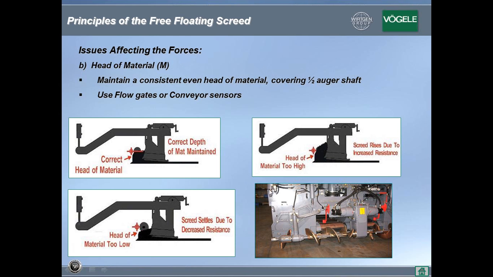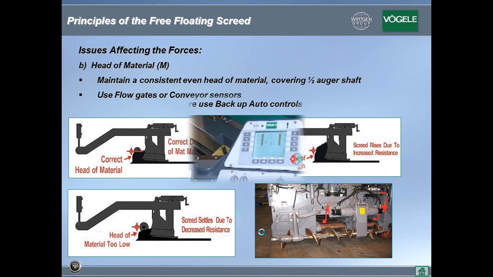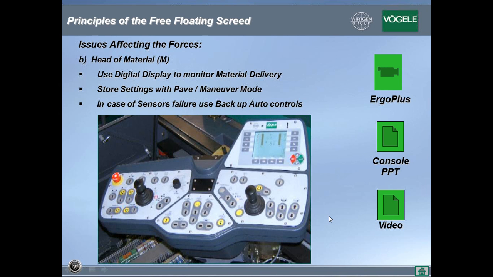The older pavers today have flow gates. The newer pavers today, some have controls of the conveyors, some don't. The conveyor speed is regulated with the auger speed with the help of the auger sonic sensor sitting on the end gate, or a paddle sensor, a mechanical type sensor. So once these sensors are set, you should be able to control a consistent head of material.